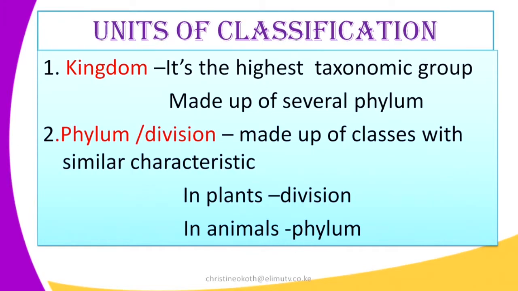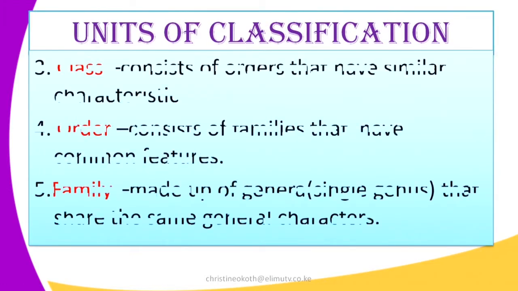So let us define each unit of classification, starting with the kingdom. This is the highest taxonomic group. It is made up of several phyla. The second unit of classification is phylum. It is made up of classes with similar characteristics. In plants, we call it a division, while in animals, it's called a phylum.